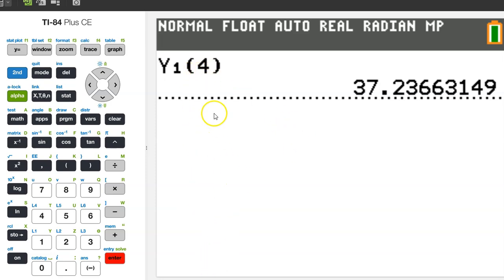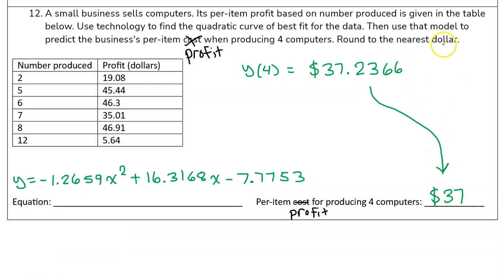Make sure you do not use the rounded numbers that we wrote down on the previous screen. So this is the answer. To the nearest dollar, that is $37. Unless they specifically tell you to round, leave your answer with 4 decimal places, no rounding. The College Board will accept 3.